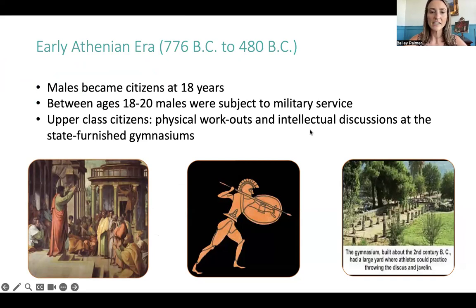The upper class citizens did do physical workouts. They had a lot of intellectual discussions at these state furnished gymnasiums. These gymnasiums were places where these upper class males would go and have these intellectual or philosophical discussions. And they also did physical workouts here.